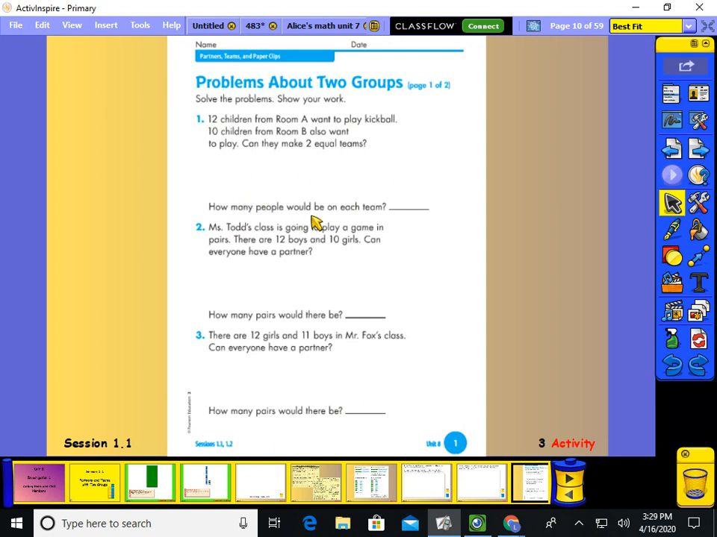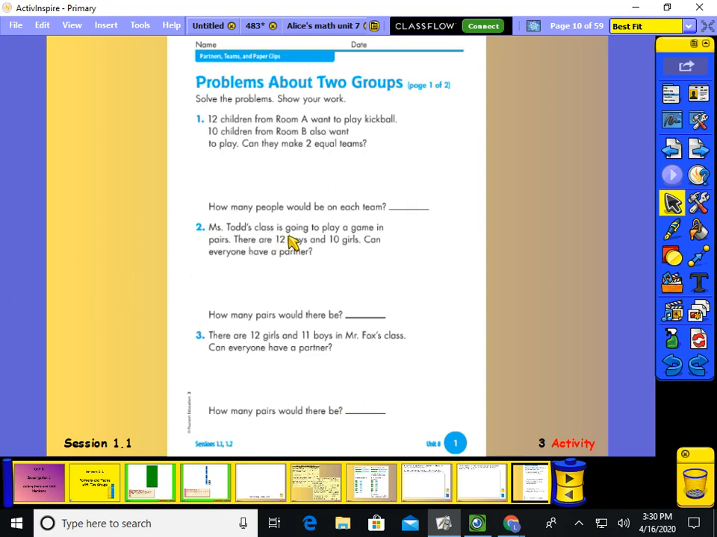Now the question is, how many people would be on each team? So some students would solve this with mental math. They would say, I know 10 plus 10 is 20 and 2 more is 22. Some would automatically know that half of 22 is 11. They still would have to show work. Some students would say, well, I know 6 is half of 12 and 5 is half of 10, and 6 and 5 is 11. That's a little bit more advanced thinking, that they can think ahead like that.